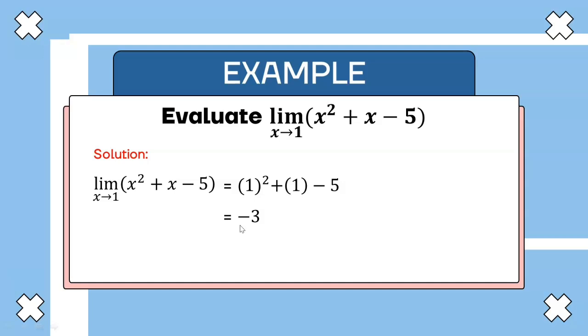So that means as the value of x approaches 1, the value of the function approaches negative 3. Again, we can only do direct substitution if the given function is a polynomial.